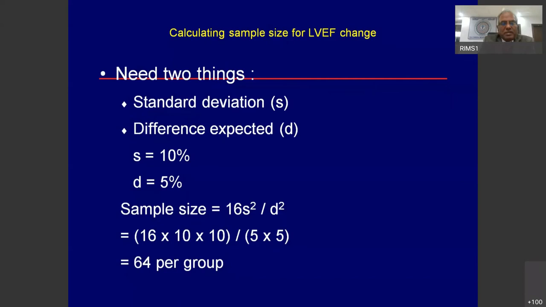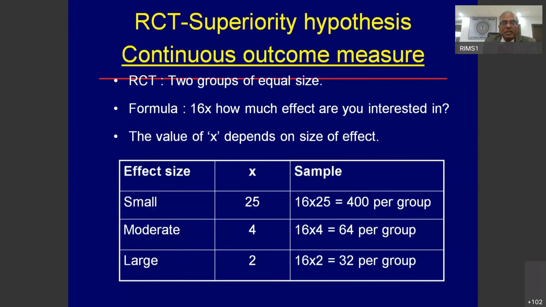I will give you some exercises, but later on. So this is per group. It is not total sample size. So total sample size, if you have two groups, will be 64 into 2, which will be 128. So that is what you do.